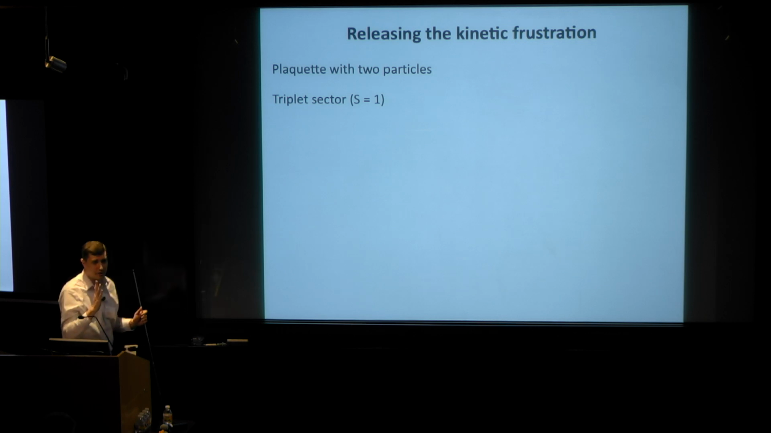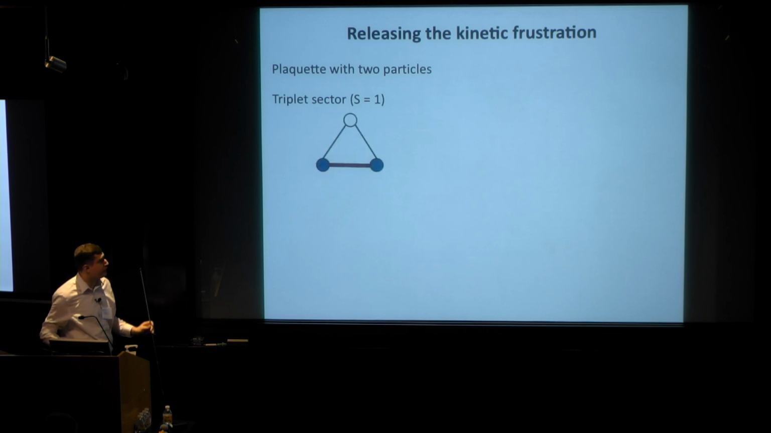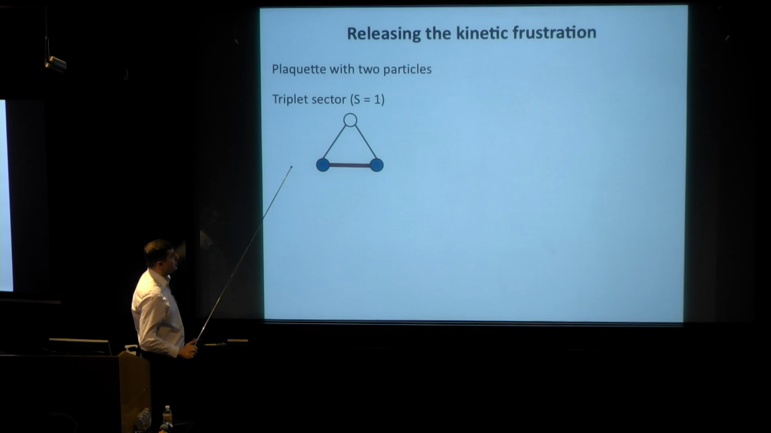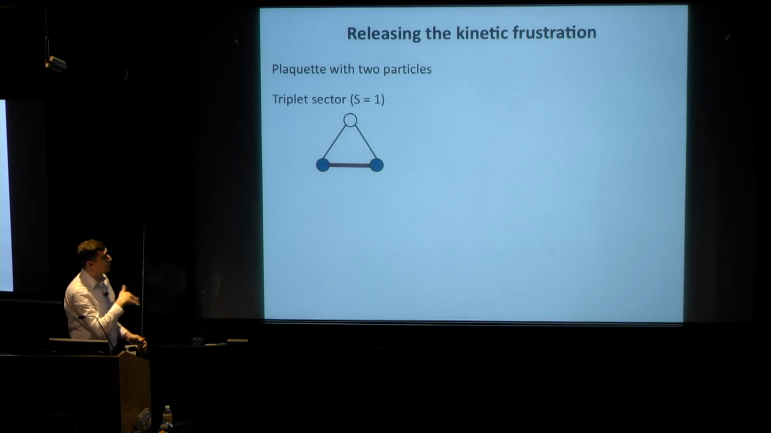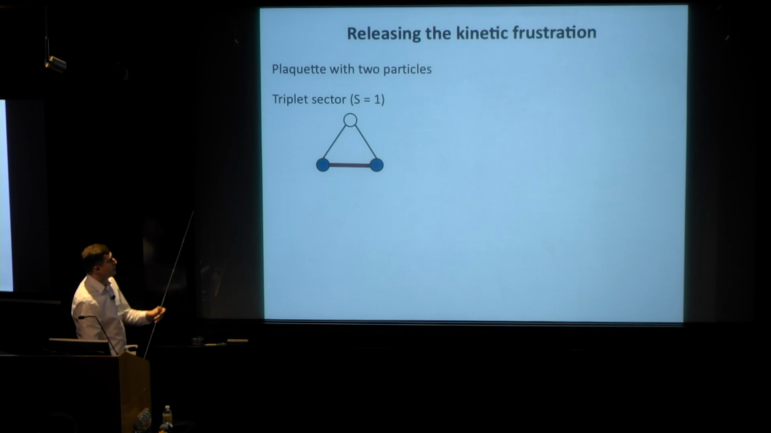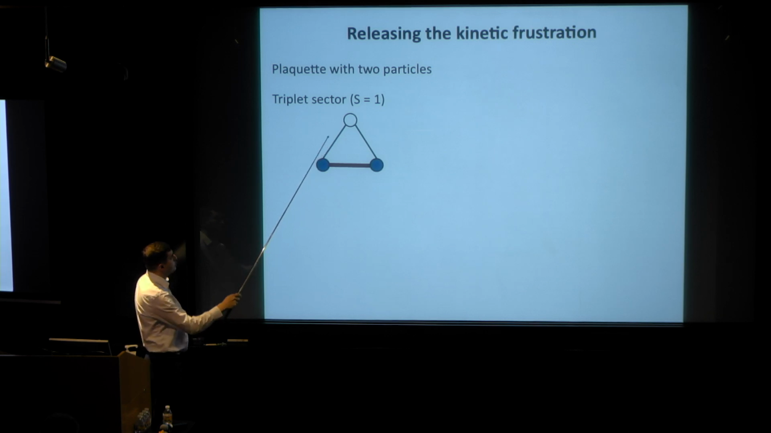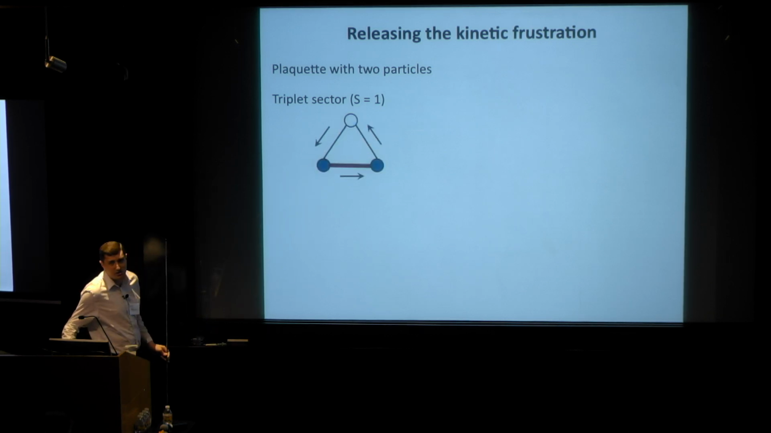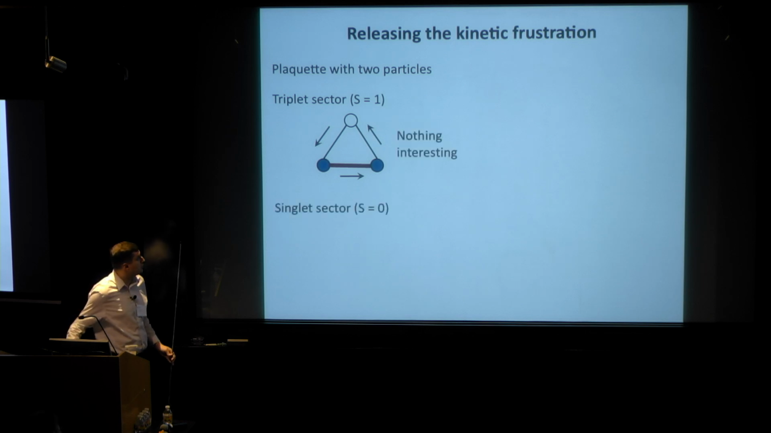Okay, so let's understand this a little bit better by thinking about a single plaquette. And I'm going to take the limit of infinite interactions and introduce a single hole in the plaquette. So if you go to infinite interactions, you put a particle on each site. And you can think about this problem, the spin commutes with the Hubbard Hamiltonian. So you can divide into triplet sectors and singlet sector. So in the triplet sector, the only thing that can happen is this hole moves around the plaquette. So let's move it around the plaquette. And nothing interesting happens because it's a spin triplet.